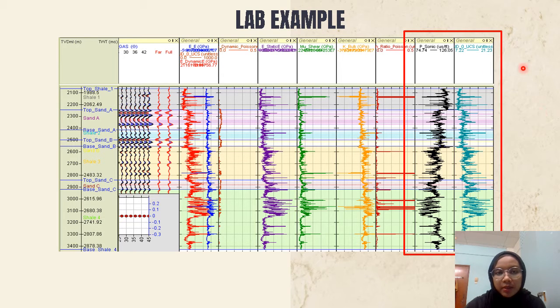So here is the lab example where we have used the formula from the previous slide on the UCS to calculate the unconfined compression strength for the sandstone from the sonic velocity and also transit time. So here is the result of the UCS.